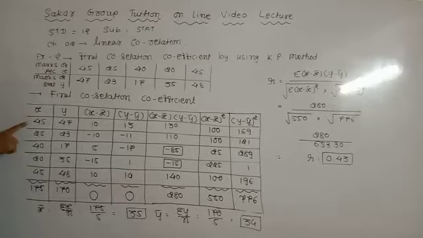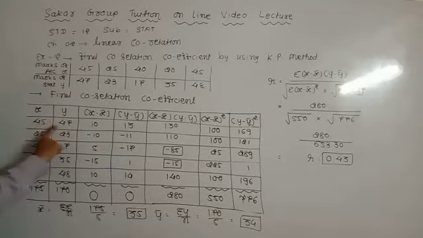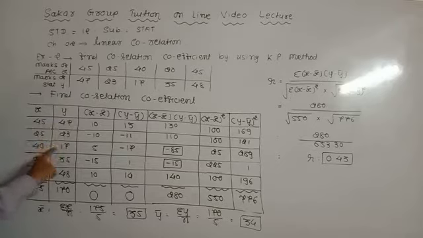So variable x values are 45, 25, 40, 20 and 45. Only 5 observations are given. Listen carefully. The second thing is variable y, the values of y are 47, 23, 17, 35 and 48.